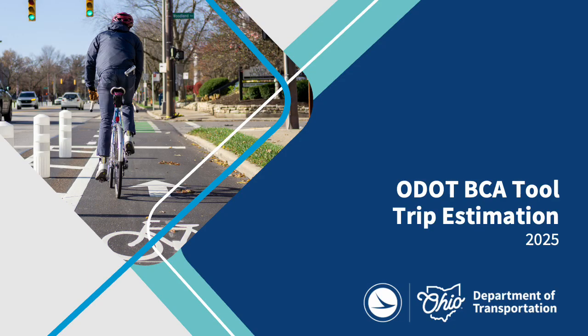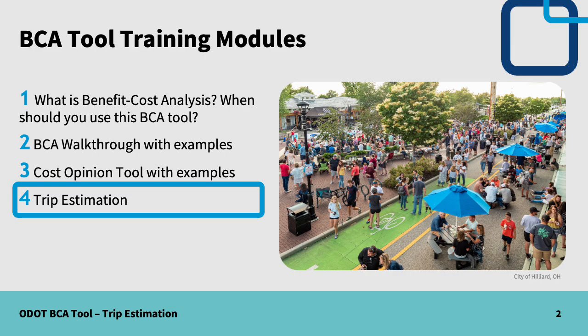Welcome to the training series on ODOT's Benefit Cost Analysis tool for active transportation improvements. This is the final module for our four-part series. This module will cover guidance on walking and biking trip estimation.